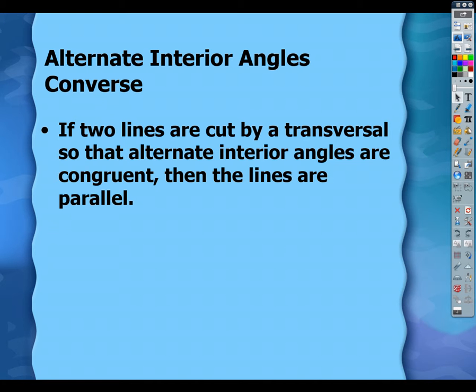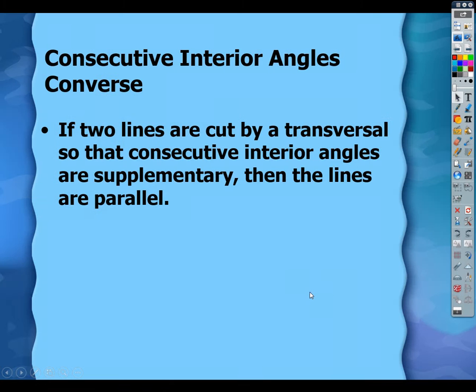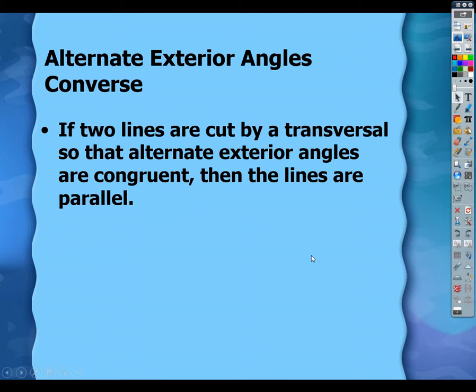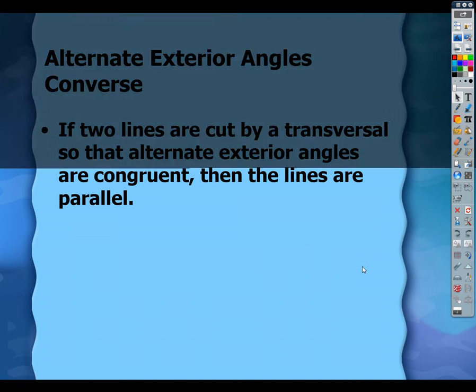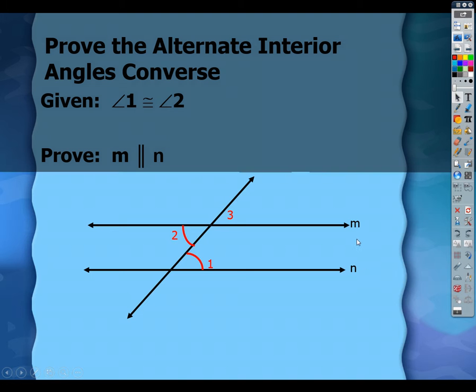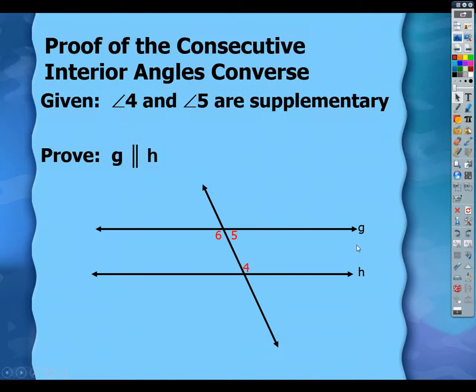And it works for all of them, right? If two lines are cut by a transversal so that blah, blah, blah, notice the conclusion is always the same. Then the lines are parallel. It's like a broken record. Then the lines are parallel, right? Okay, so no big deal. You're going to do some proofs going both directions. You're going to do some proofs where you're told the lines are parallel, and you're going to do some where you're proving the lines are parallel. Not a big deal. We'll look at some specific proofs later.